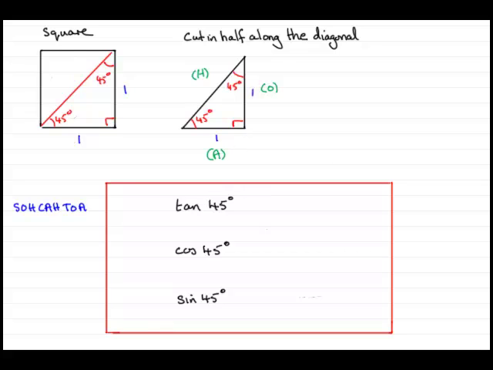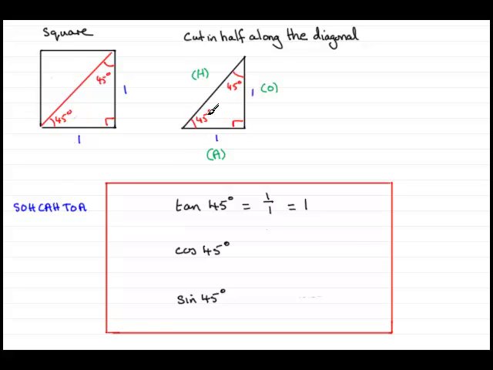So when it comes to tan of 45 degrees, which compares opposite over adjacent, we get the opposite 1 over the adjacent 1, which is 1 divided by 1. And what's that as an exact value? Well, it's 1. So the tan of 45 degrees is 1. You can check that on your calculator. Make sure your calculator is in degrees mode, type in tan of 45 degrees, and you should find you get 1.